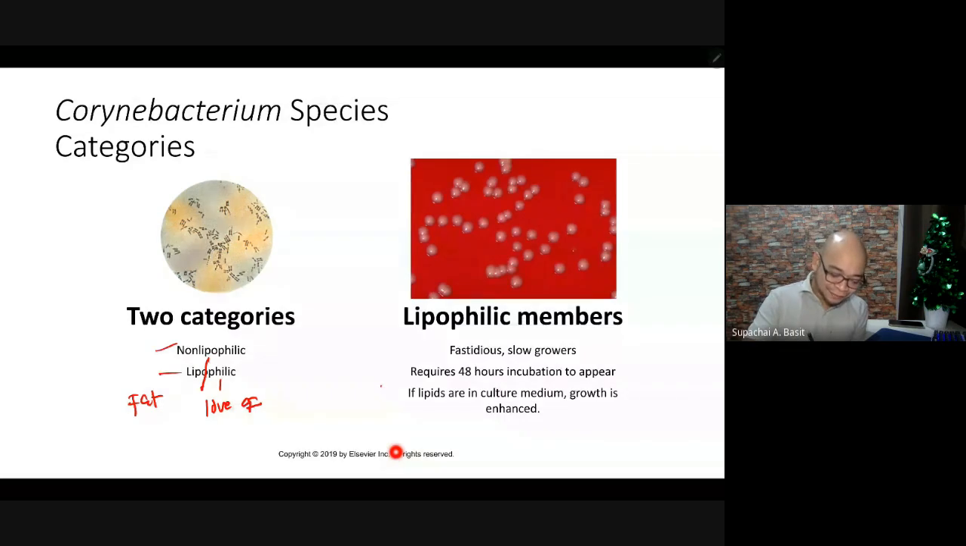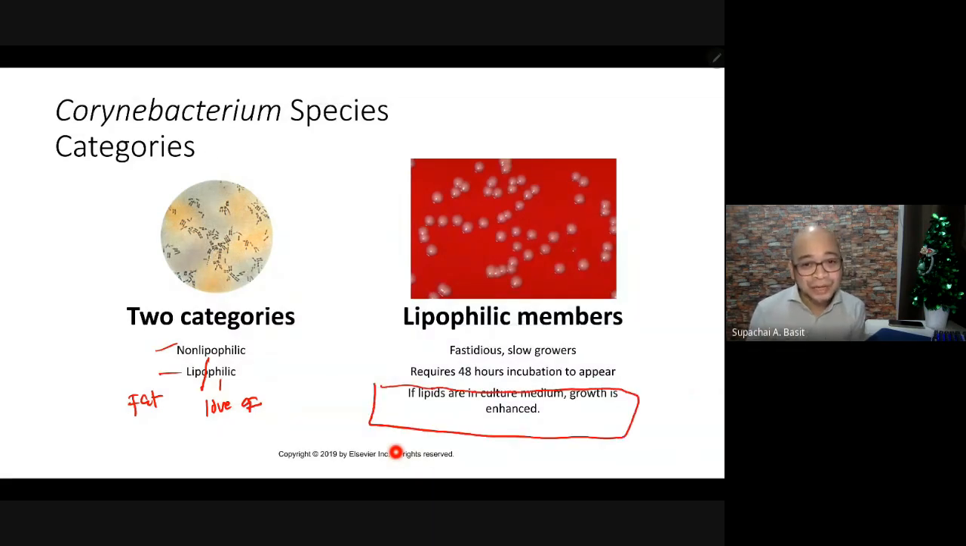In fact, for lipophilic organisms, if lipids are in culture, the growth is enhanced. Lipids are found in culture, and that's the reason why the growth is enhanced. They are fastidious, slow growers, and require 48 hours of incubation before colonies like this will appear.